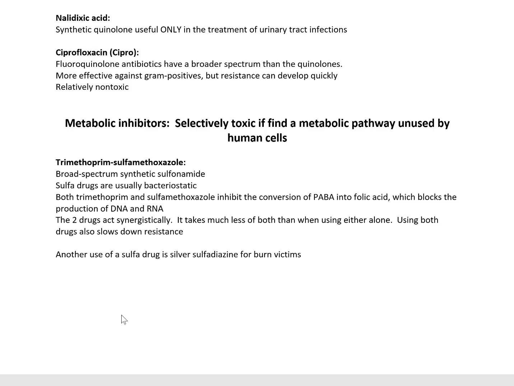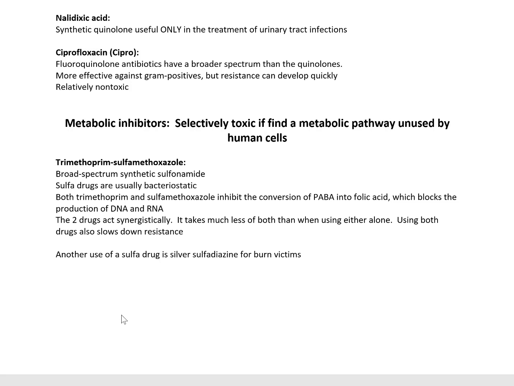These are the sulfa drugs that actually showed up in the 30s, 1932. They are bacteriostatic. So you're actually stopping these cells from making new DNA and RNA and protein, but you're not killing them. Bacteriostatic means it just stops their growth. It doesn't actually kill them in most cases.